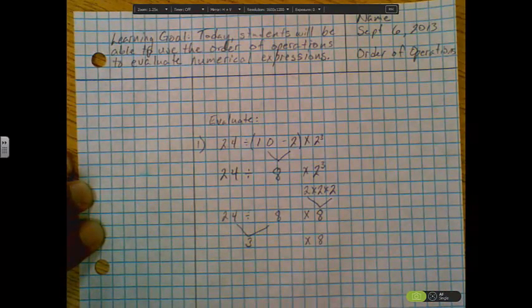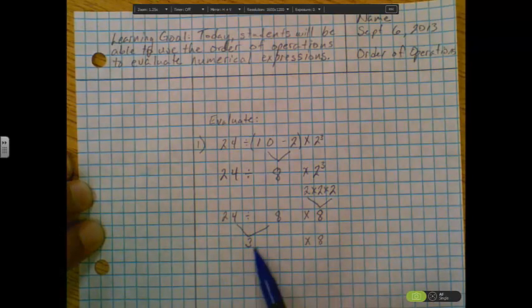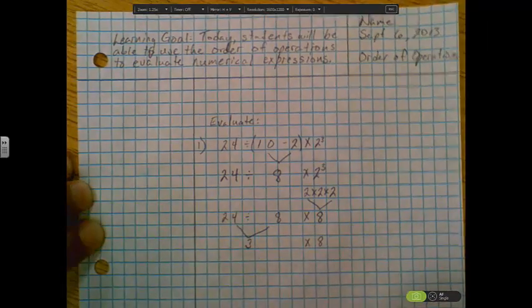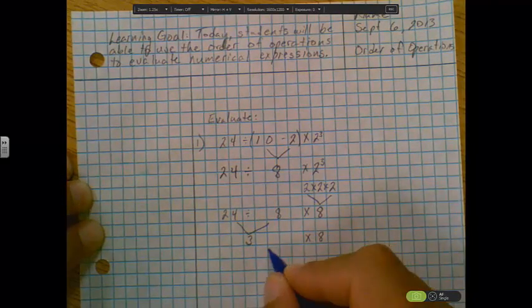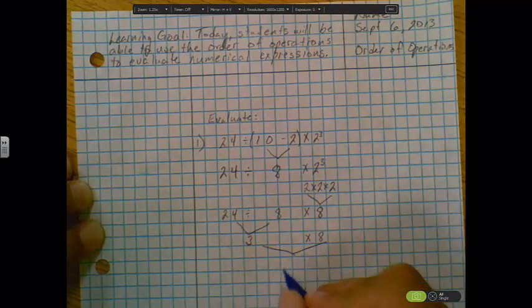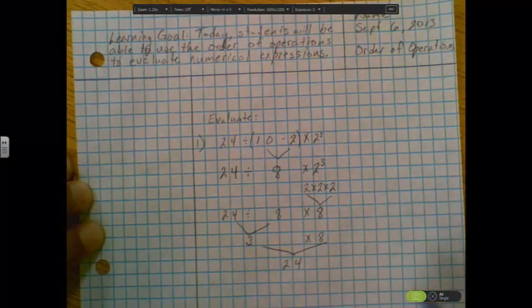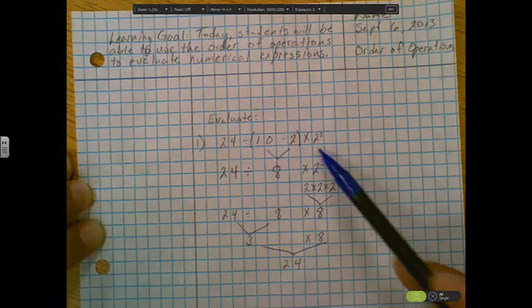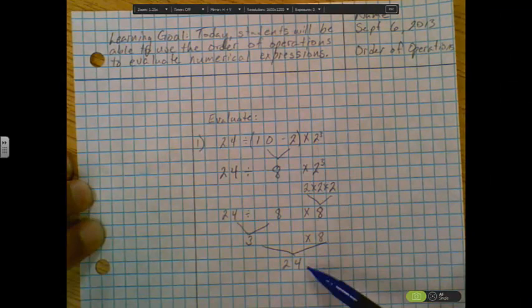the rest of our operators and numbers, and then we continue working across, and we see there's a times sign. So now we're going to do 3 times 8. When we do that, we're going to get 24. Since we have no more operators left in our problem, we have just evaluated this expression, and it equals 24.